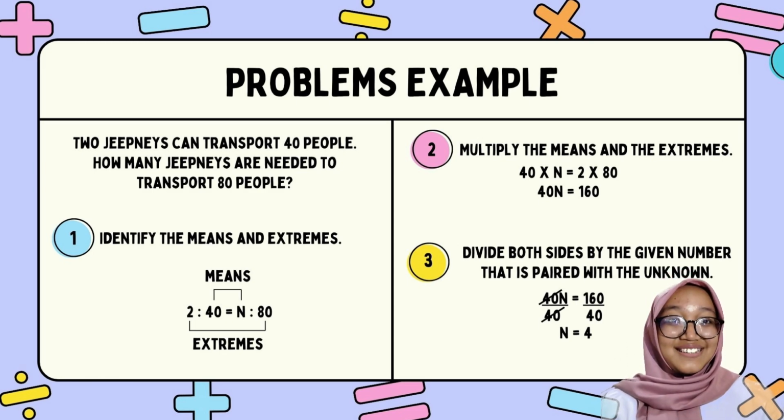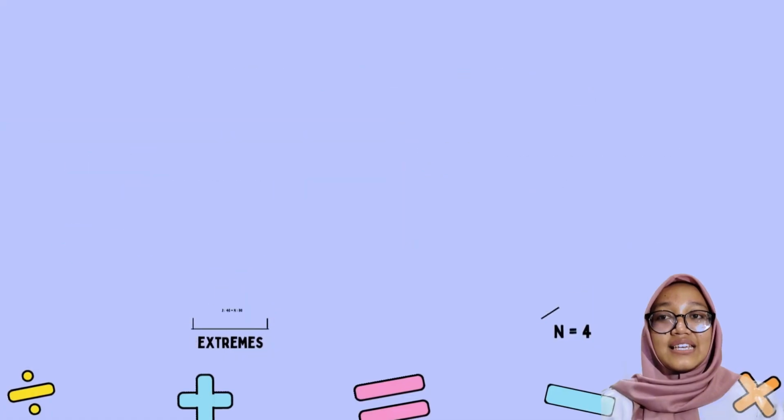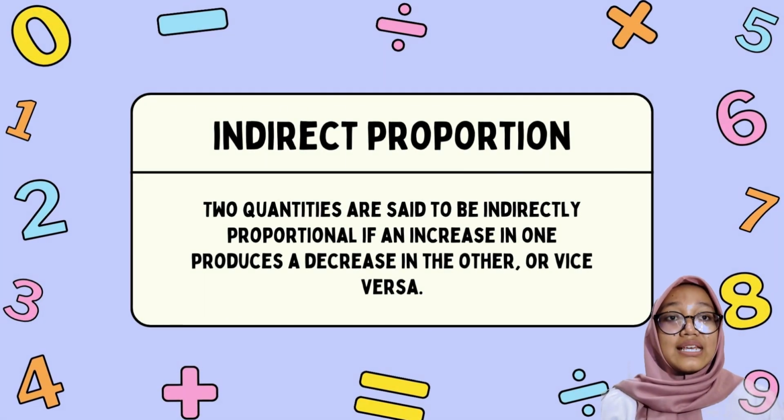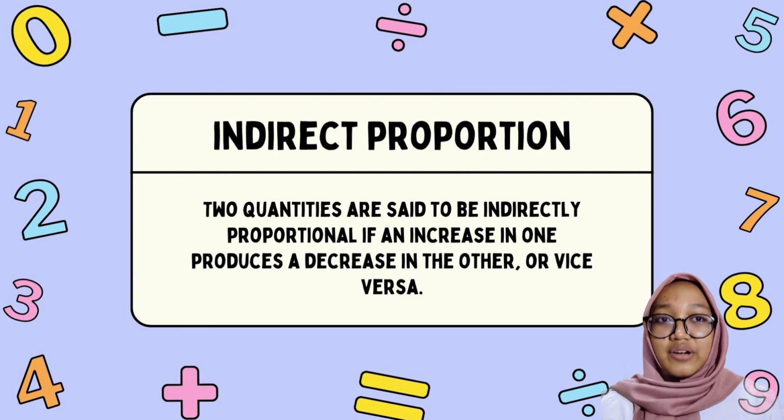Do you understand? Yes. Next, the second proportion is indirect proportion. In Indonesia, we usually call indirect proportion perbandingan berbalik nilai. So, two quantities are said to be indirectly proportional if an increase in one produces a decrease in the other, or vice versa.